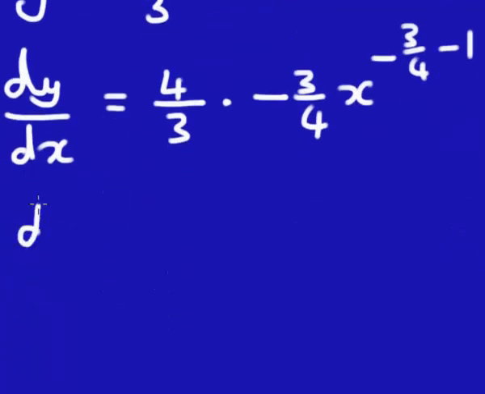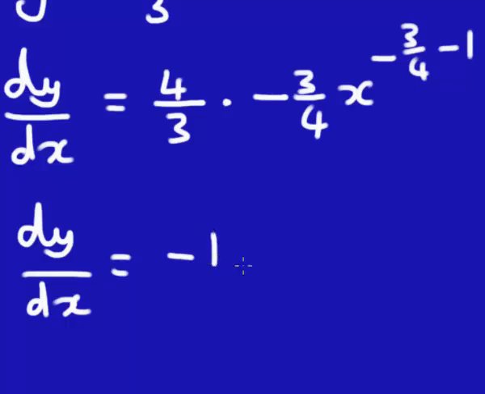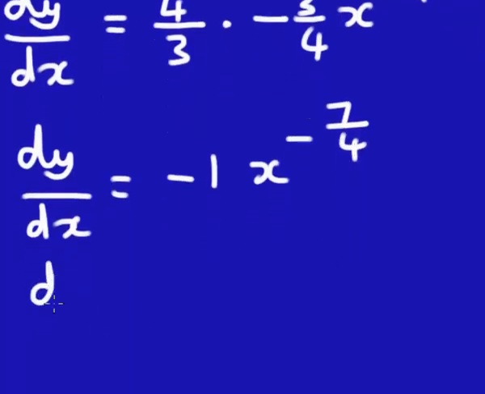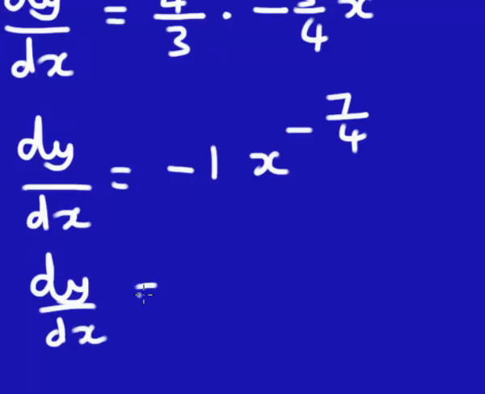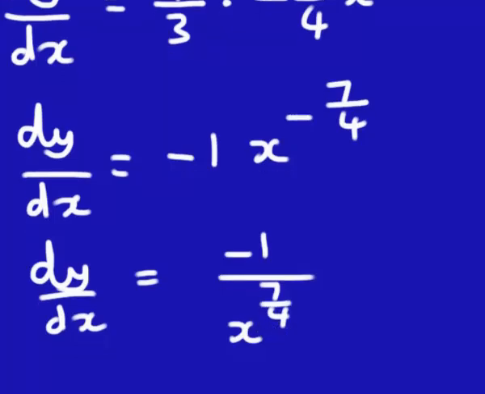Okay, so what is dy/dx then equal to? Well, this is wonderful because that's negative. The 4s and the 3s cancel. So it's 1 x to the negative, or negative 3/4 minus 1 is negative 7 over 4. And your dy/dx then comes to negative 1 divided by x to the 7 over 4. And there you've got it. You've got the derivative of that function.